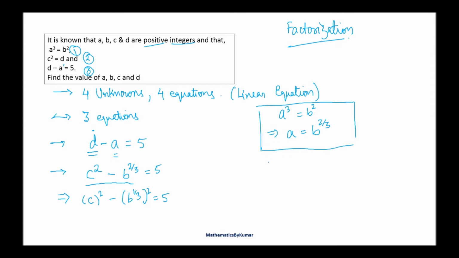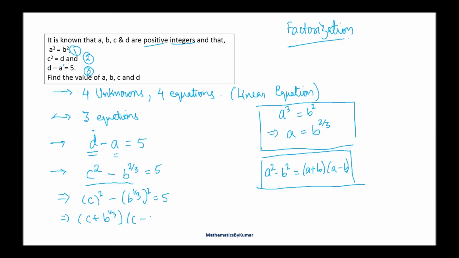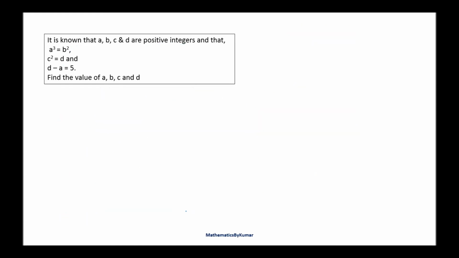I'm going to apply the basic formula that all of you must have studied: A square minus B square is nothing but A plus B into A minus B. So this becomes C plus B to the power 1 by 3 into C minus B to the power 1 by 3, equal to 5. Let's continue the same on the next page.